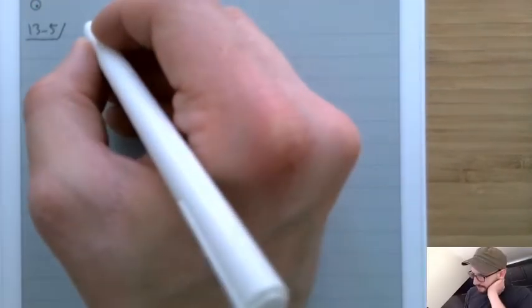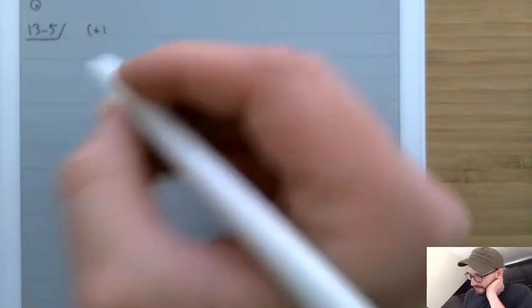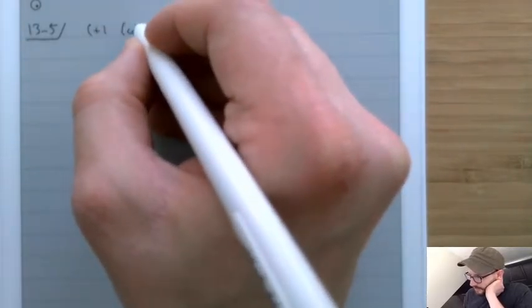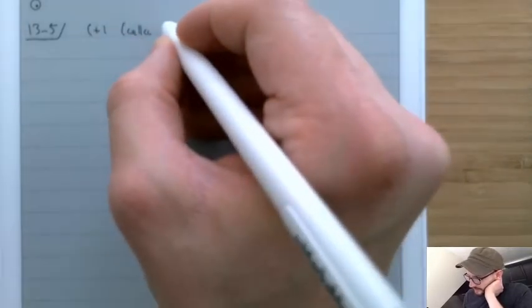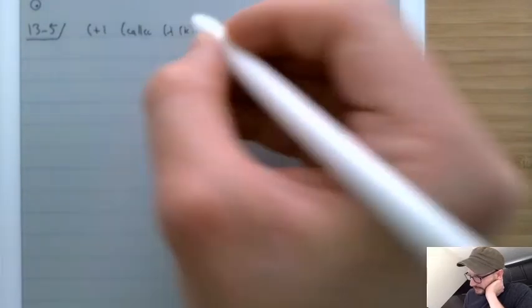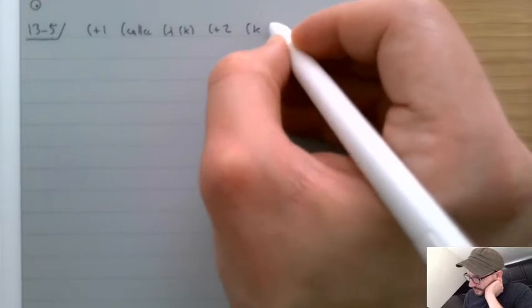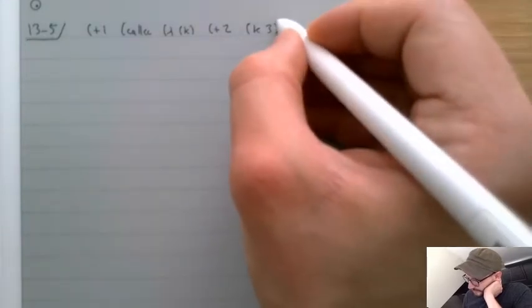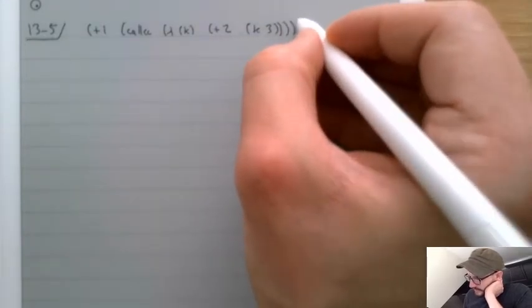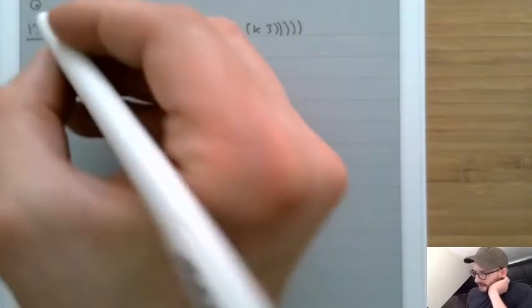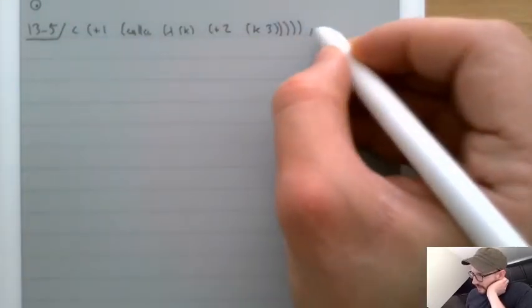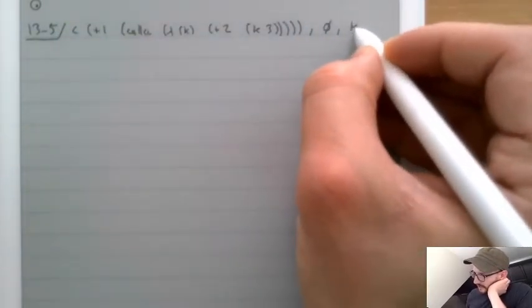Let's walk through the little example. So we're going to have +1 call cc lambda k +2 k3. Close that, close that, close that, close that. All right. The initial environment is going to be empty, and the initial continuation is going to be kret.